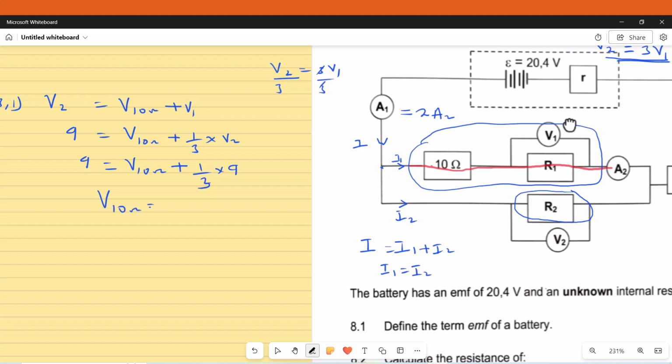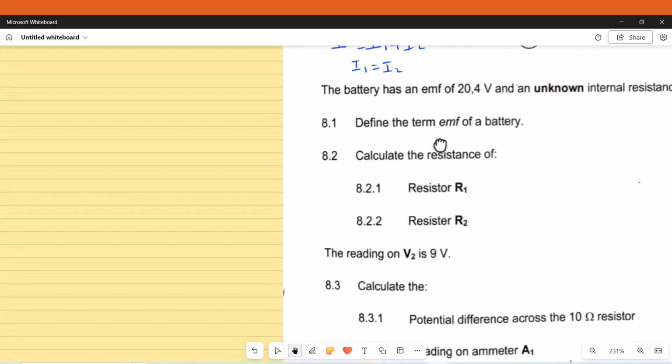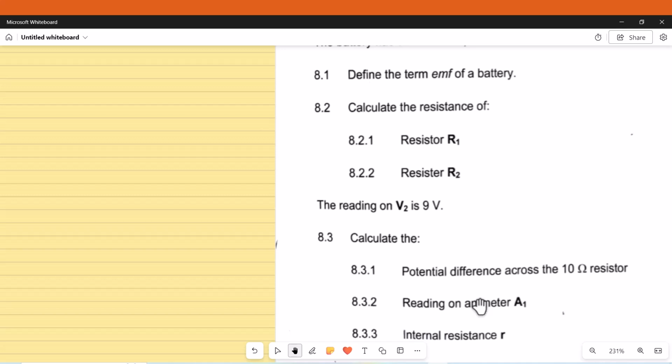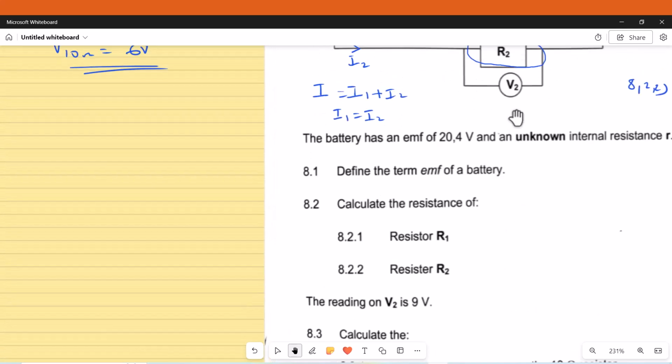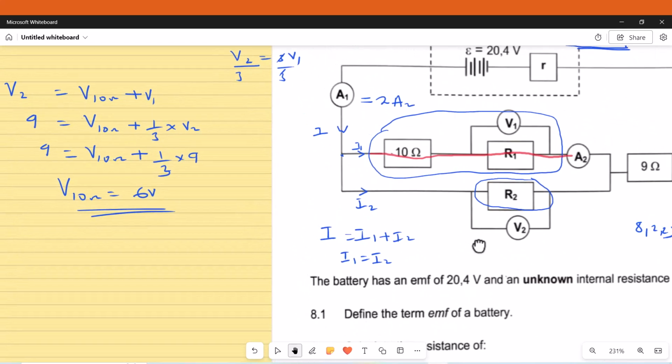So it's going to be 6 volts. That is for the V across the 10 ohm resistor. Let us proceed then here. They say now calculate the reading on the ammeter A1. I want the reading on ammeter A1.